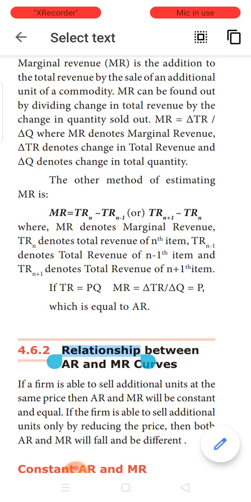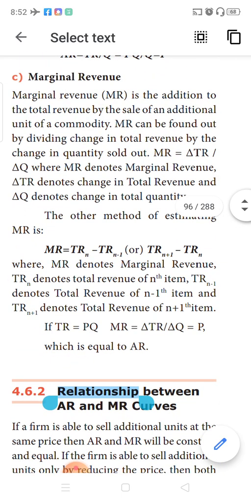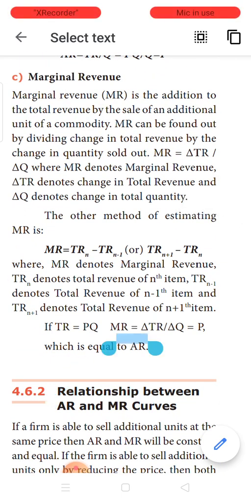Marginal revenue is what? Addition made to total revenue. In simple terms, the addition made to total revenue when you're selling one additional unit of commodity. When one extra unit of commodity is being sold, what is the amount added to TR, the already existing total revenue? So there will be two types of definitions given for MR. It is addition to total revenue by sale of an additional unit of commodity. When you are selling one additional unit of commodity, what is it that you are adding to TR?